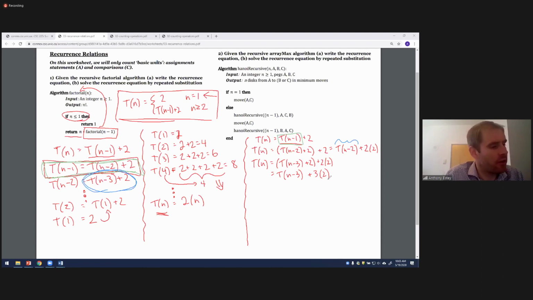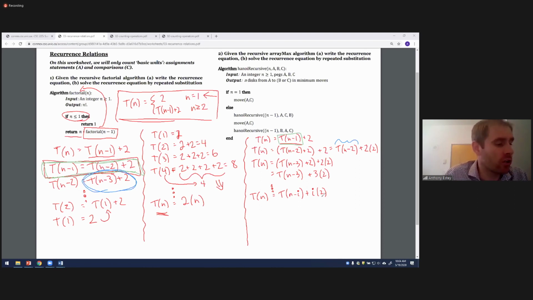What I'm trying to do here is start thinking of a pattern. And what we might start seeing here, after just 2 sets of substitution, is if I was to keep doing this some k or i times, we'd see that we're always coming up with a t of n minus this number, whether it was 1, 2, 3, all the way up to i, plus i number of 2's added together.